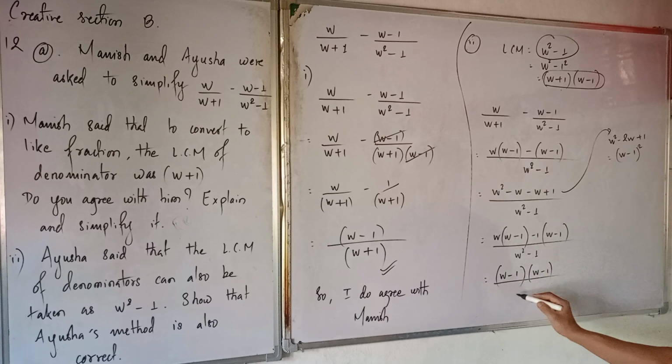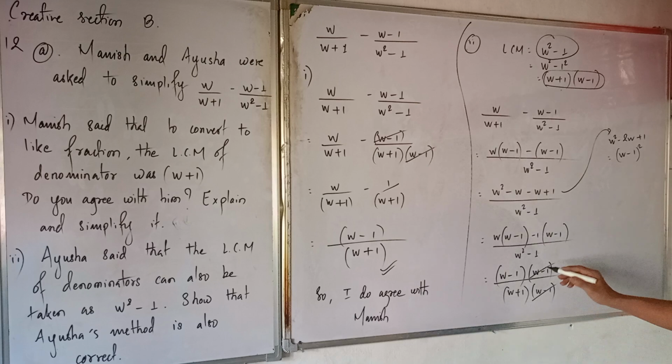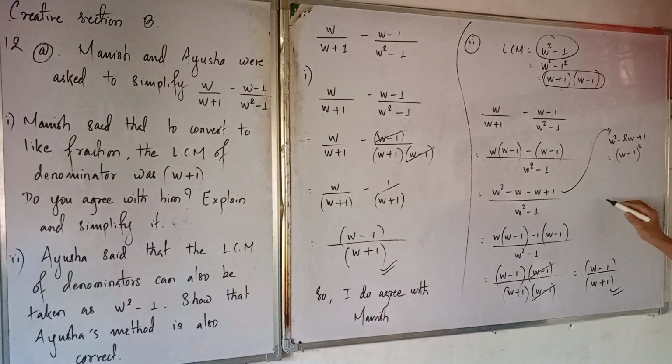So w square minus 1 can be written as w plus 1, w minus 1. You just cancel the same part in denominator and numerator. Now the remnant becomes w minus 1 over w plus 1, and this is the answer. Here the same, so Ayusa is also proved correct. Yes, you got it.